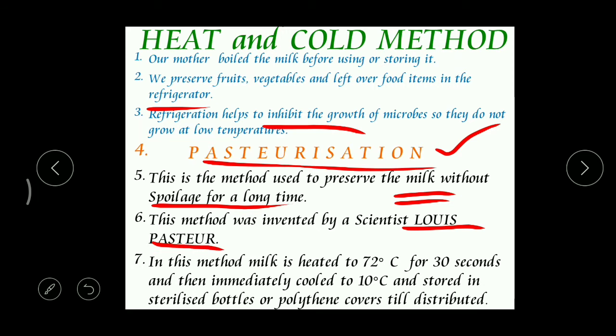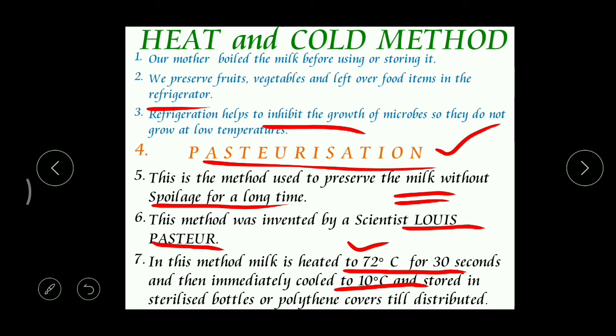And in this method, firstly the milk is heated to a very high temperature, that is 72 degrees centigrade. For how much time? For 30 seconds. So when the milk is heated to this high temperature, if any harmful microbes are present, those microbes are completely killed. Correct. And then after 30 seconds, immediately the temperature is reduced to 10 degrees.